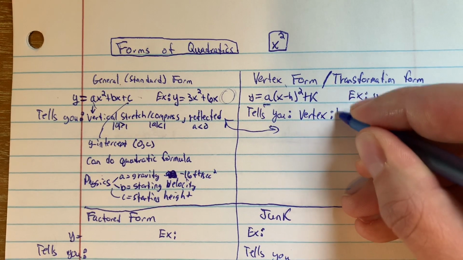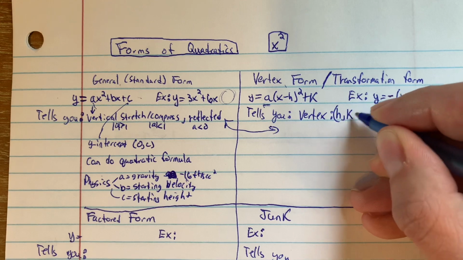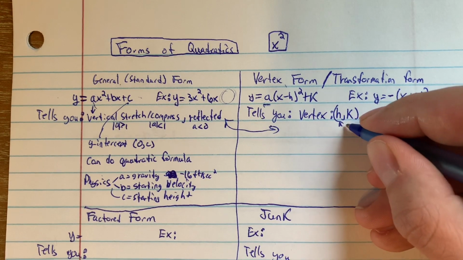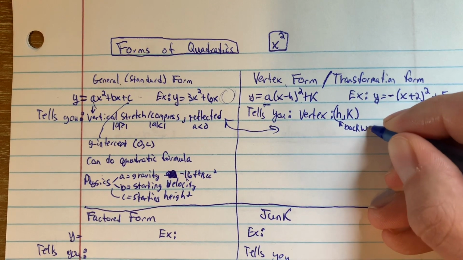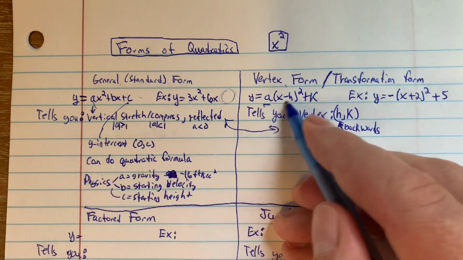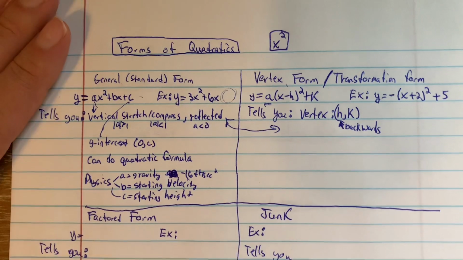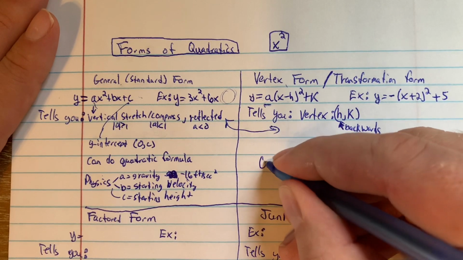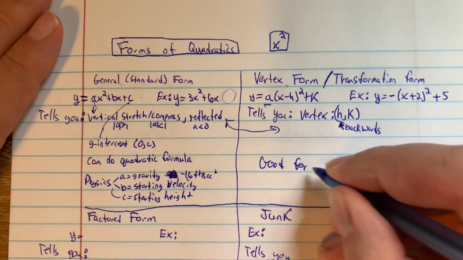So the vertex will be (h, k). And remember, the h is backwards from what you might think. So shifts left and right are backwards from what you might think. This is very useful for graphing. This is good for graphing.